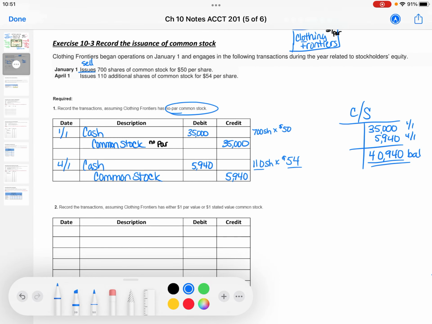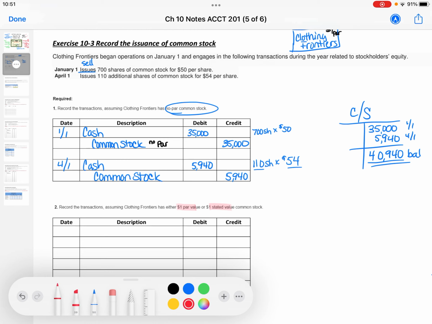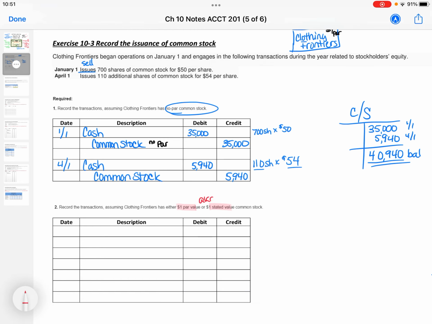Now, when there's par, the world kind of changes. Now, it could say par or it could say stated value. Those two things are like AKA. It doesn't matter if your example tells you par or if it's a stated value. Stated means it wasn't printed on the piece of paper. Par would be actually printed on the piece of paper. But stated value is treated similar to par. So I'm going to do this example and I'm going to write par in here. But if your problem says stated, it would be the exact same way.